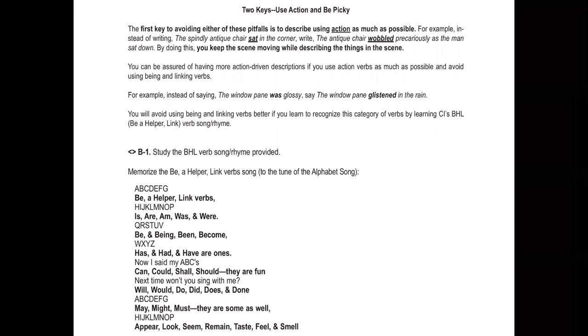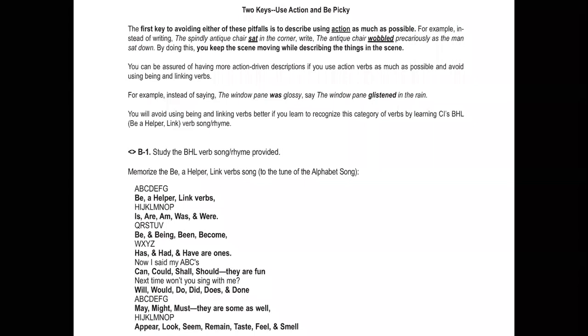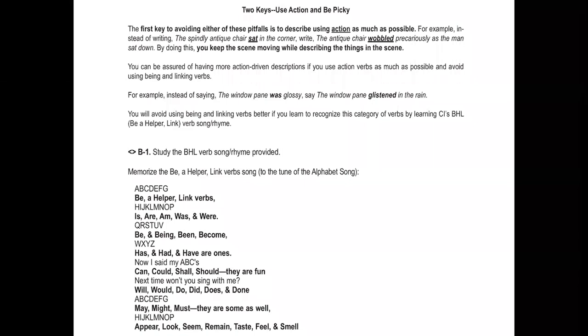I guess they're not helping in that case, but being verbs that are by themselves. So I do this by teaching the Be a Helper Link Verb song, which is right here. That's another freebie for you guys. Be a Helper Link Verbs: is, are, am, was, and were, be and being, been, become, has and had and have are ones, can, could, shall, should, they are fun, will, would, do, did, does, and done, may, might, must, there's some as well, appear, look, see, remain, taste, feel, and smell.